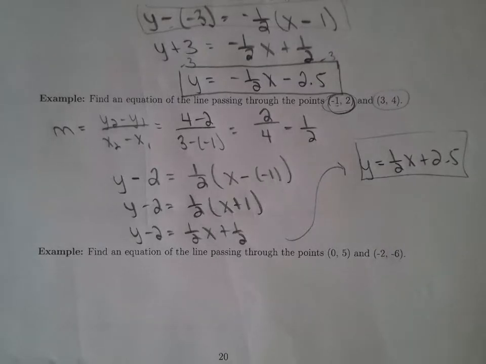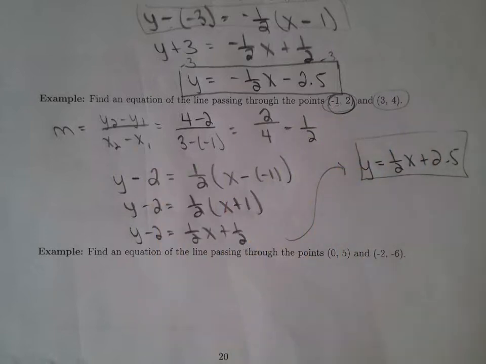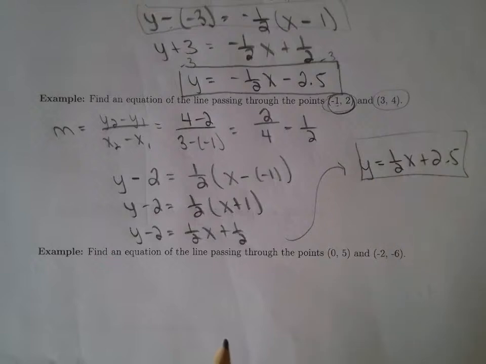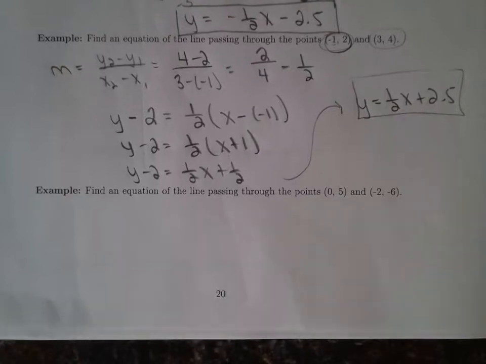Okay, so we were not given the slope here, but we can easily find it given 2 points, and then we can find our slope and y-intercept now because we have it in slope-intercept form. Okay, next example, find an equation of the line passing through the points 0, 5, and negative 2, negative 6.